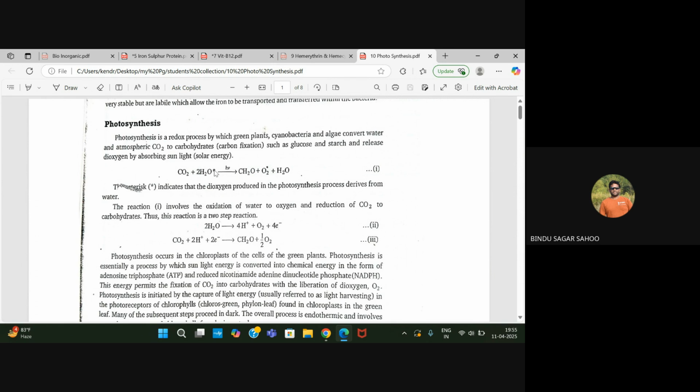So star means we can make an isotopically labeled atom. That means particularly here we can take O16, here we can take O17 isotope or O18 isotope. We can perform the reaction and trace this oxygen atom, whether it is going to the carbohydrate or to the oxygen molecule. Okay, so this is a redox process.